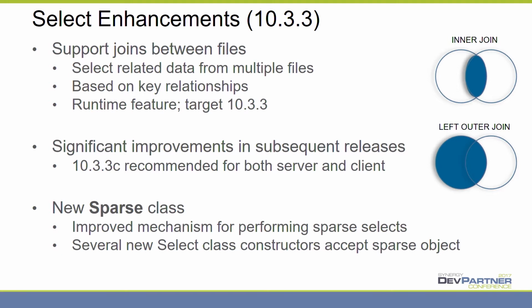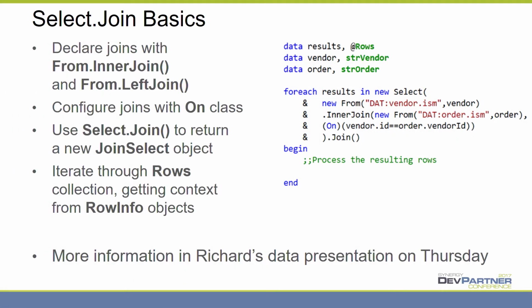There have been some fairly significant improvements in that whole environment in all of the patch releases since 10.3.3, including 10.3.3c. So again, if you're using select joins, we'd really seriously suggest that you get up to 10.3.3c as soon as you can, because there have been some fairly major improvements. There was also a new sparse class that really improved the mechanism for doing sparse selects. So a sparse select is where you select only a couple of fields from a whole record, for example, and it only brings that information back over the wire. And there's a whole new mechanism with the sparse class to let you express what you want to do in code in a more flexible way.